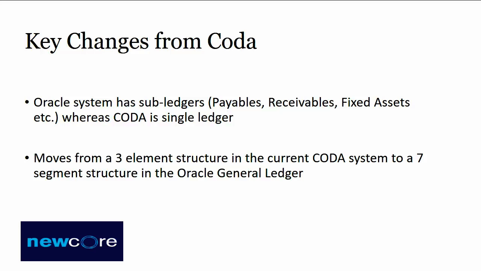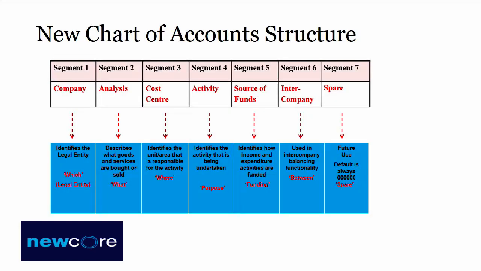So like I said, everything ultimately gets posted onto the General Ledger, so it will have this 7-segment structure. But you will see on the subledger side, it might be slightly different. So this is the main change. This is what the new chart of accounts structure is going to look like. So we have the 7 segments, and I am focusing on segments 2 to 5 later.